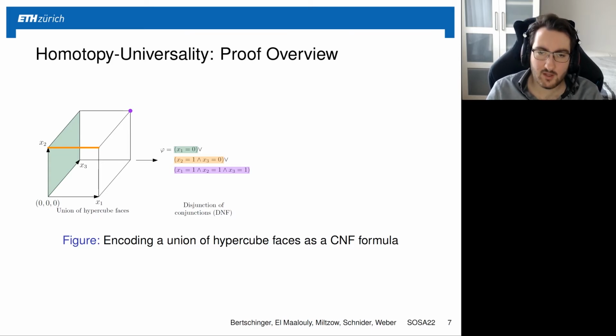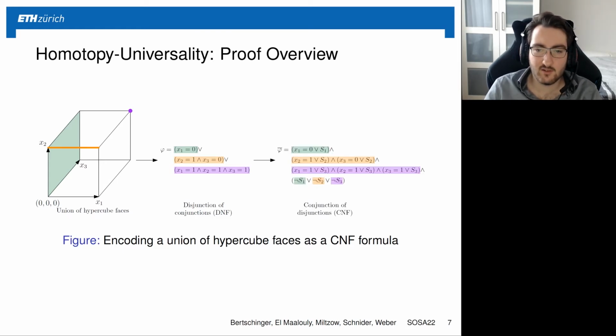And now to actually be able to translate this into an art gallery polygon, we need to take one last step, and that is to translate this into a conjunctive normal form. And to do this, we just add another variable for each clause of our DNF formula, which are these S1 up to S3 in this example. And then we end up with a conjunctive normal form formula where each clause, except this last special clause that says that one of these additional variables has to be false, each other clause has exactly the same shape. And it is always of the shape that some variable is set to either 0 or 1, or one of our additional variables is true. And this is now what we finally translate into our polygon.